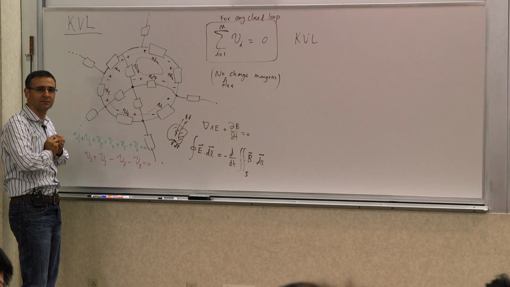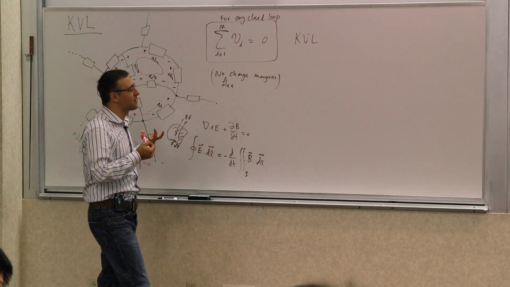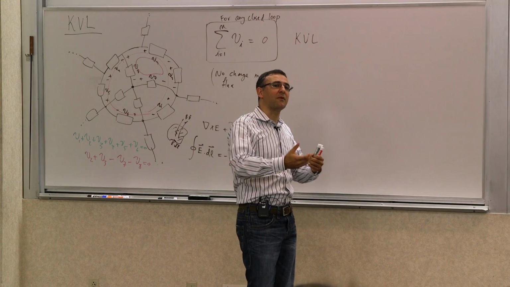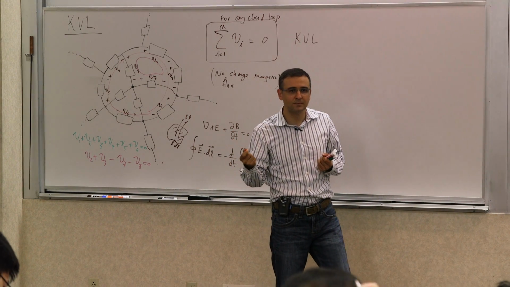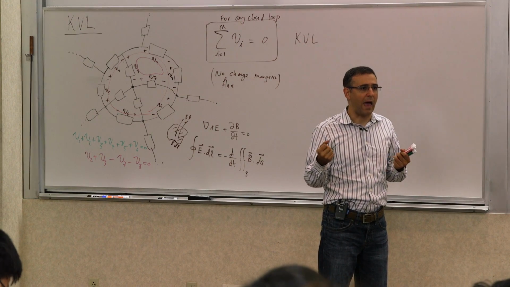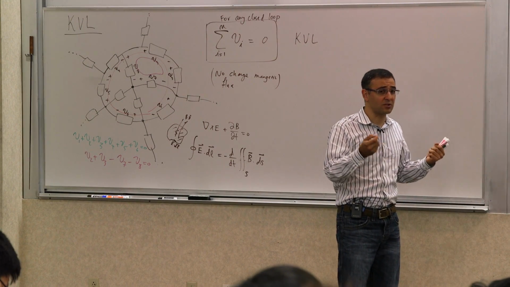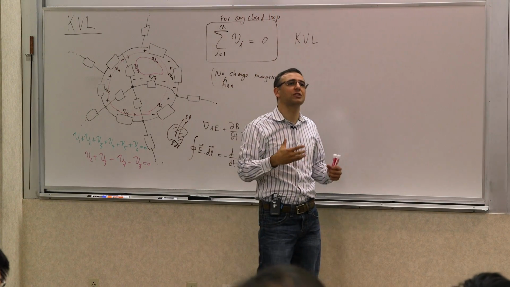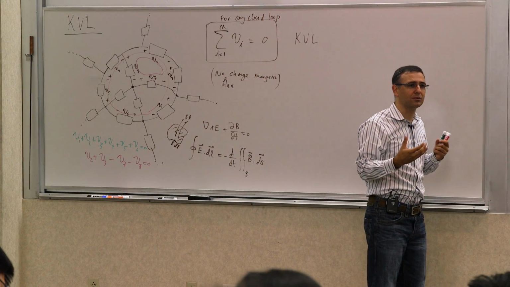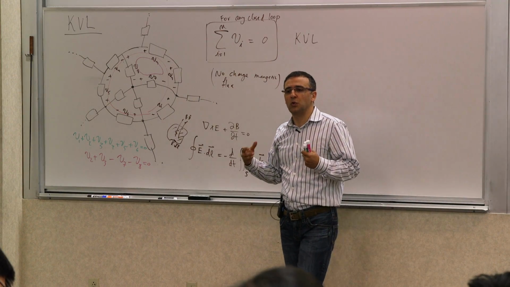KVL and KCL are essentially the constraints that come from physics, and they're abstracted away. There are certain assumptions behind both of them, right? And as long as those assumptions are satisfied, they create a very simple set of rules that allow us to reduce the problems, in this example the circuits, to simpler problems.